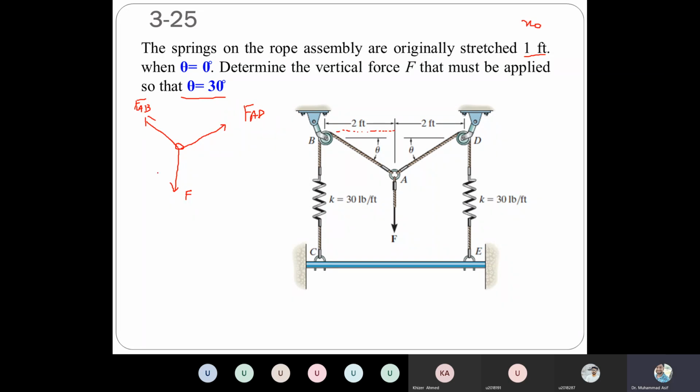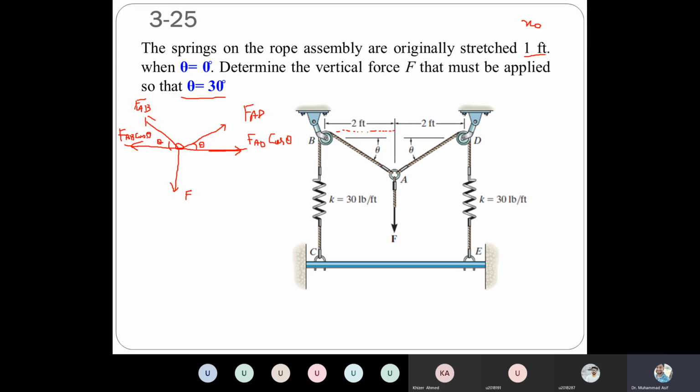Right. So basically, since both are spring forces, let's say this is the angle theta, both angles are the same. So what do you think? If they have the same angle, each will have two components. One component will be F_AD cos theta, whereas the other component will be F_AB cos theta.